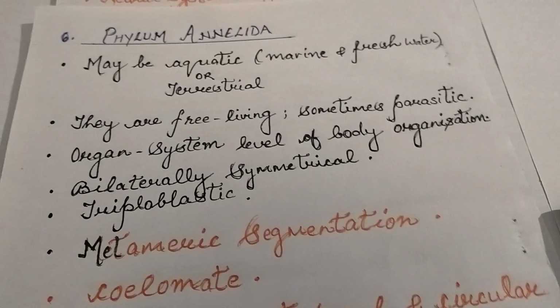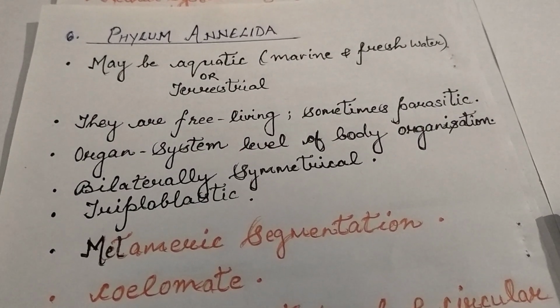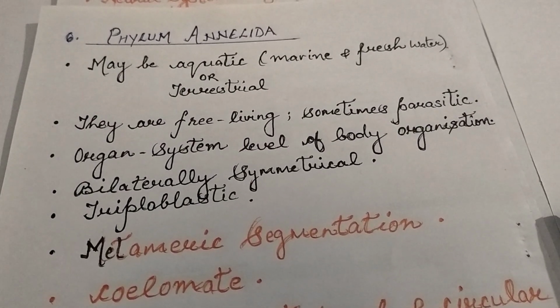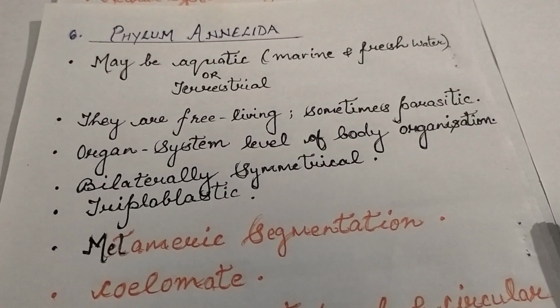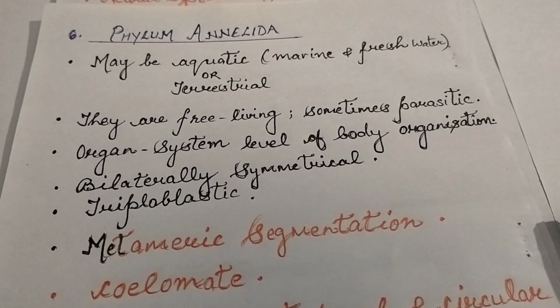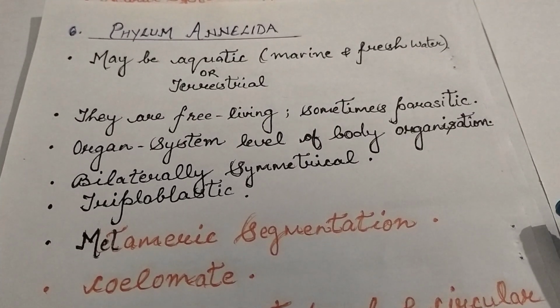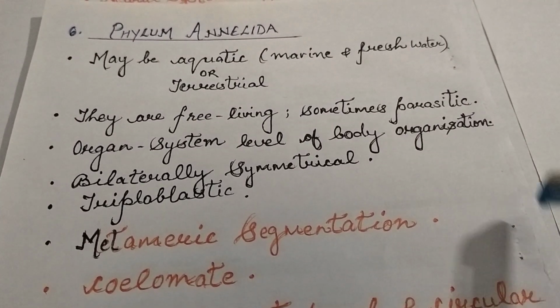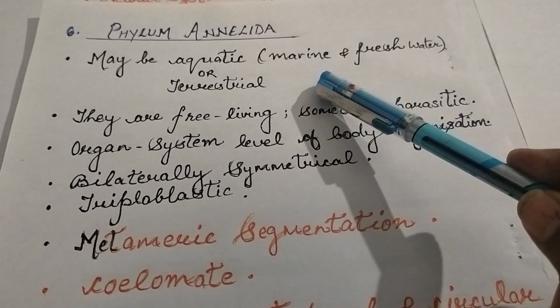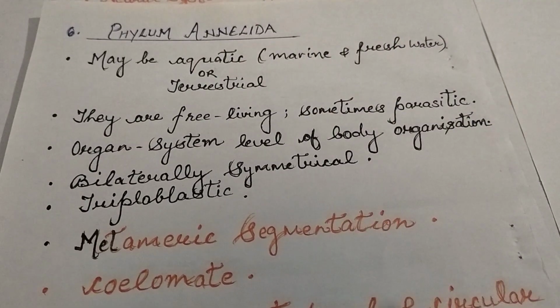Next comes phylum Annelida. Now see, they are also worms. Which kind of worms we will study right now. General characters of phylum Annelida, they may be aquatic or terrestrial, means they may be found in water as well as on land. And when aquatic, they may be either marine or freshwater, means they can be both. Some of them are marine in seawater and some of them are freshwater in ponds and lakes and rivers.